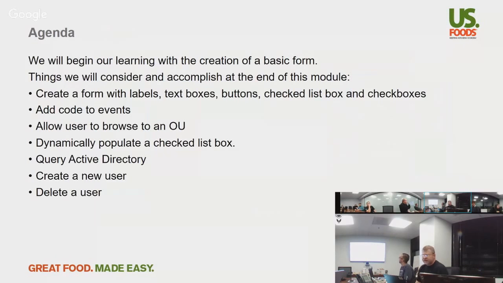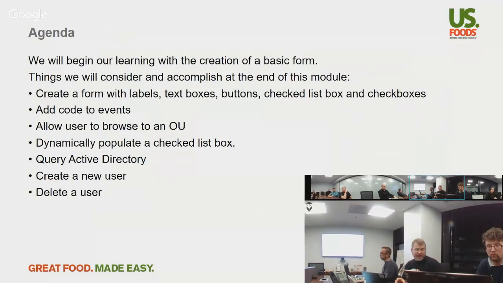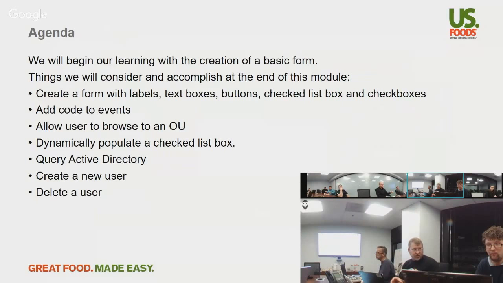So let's take a look at the agenda that I've got for us. I want us to be able to make an Active Directory tool that's just going to do some simple stuff, to show you how you can start off with the form and then add regular PowerShell code that you guys already probably understand and know, and see how simple it is to add it into this interface. We're going to begin by creating a form with labels, text boxes, buttons, checklist box, and checkboxes. We're going to add code to the click events.